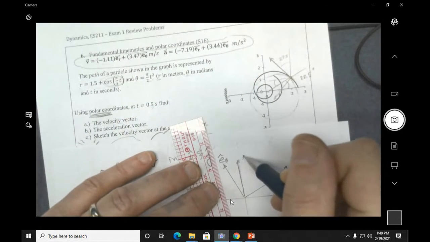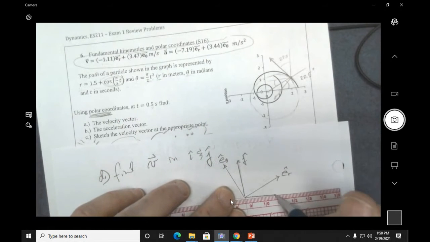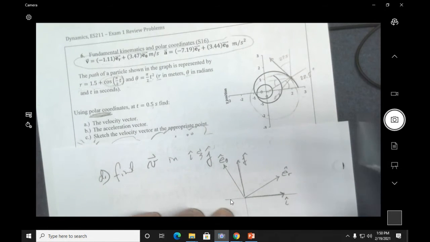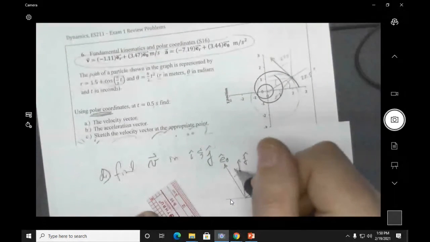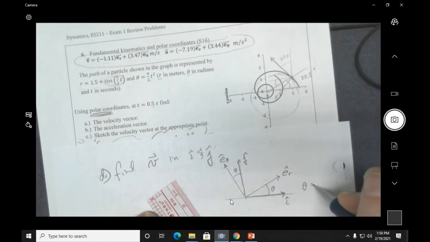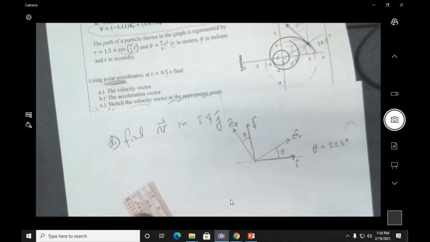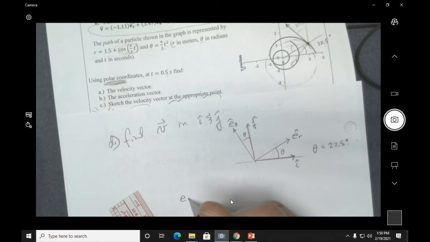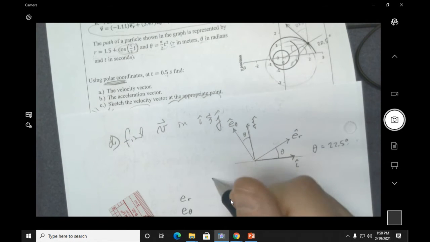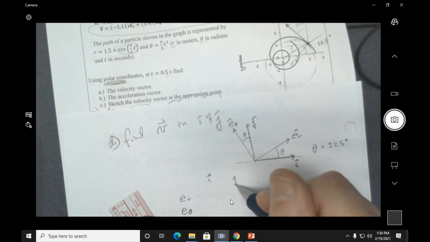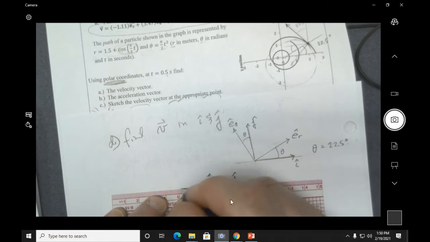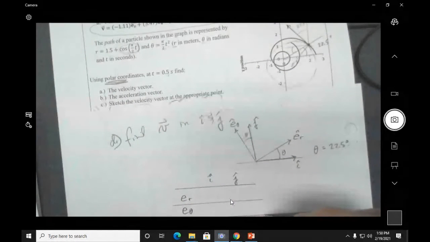And so we have our J, and we have our I. I'll get rid of all this other stuff. Here is our theta, and here's our theta. We had already said that theta was going to be 22.5 degrees. I hope I didn't round that down. So anyway, we set up our coordinate transformation by saying, I like to go ER, E theta, I hat, J hat. It doesn't hurt to make a nice box around these things.